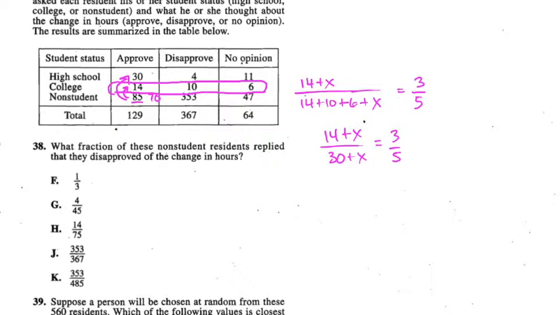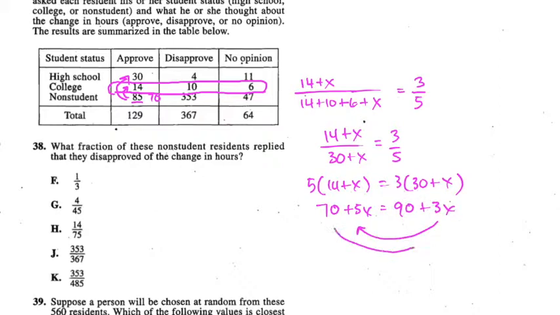We can cross multiply. That will be 5 times (14 plus x) equals 3 times (30 plus x). And we get 70 plus 5x equals 90 plus 3x. I'm going to bring the 3x this way and the 70 this way, and I'll get 5x minus 3x, which is 2x, and 90 minus 70, which is 20. Solve for x, and we get x equals 10. That means 10 of these students were actually college students. 5 of them were the high school students.